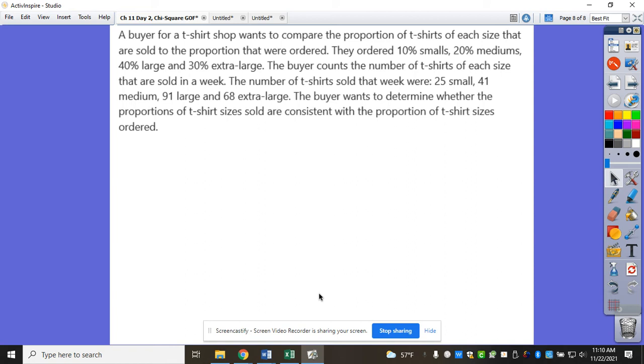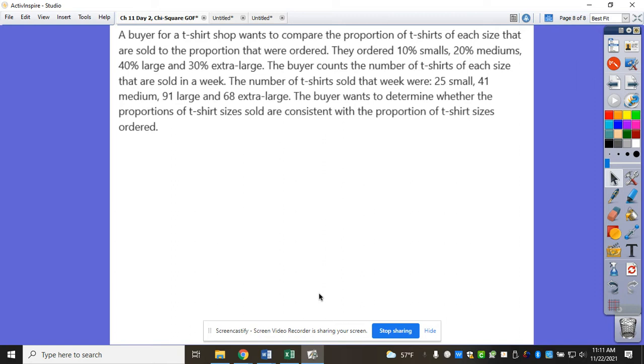So this is a scenario that I made up, so the conditions aren't really perfect, but it makes sense of a problem to use. A buyer for a t-shirt shop wants to compare the proportion of t-shirts of each size that are sold to the proportion that were ordered. So they have been ordering 10% smalls, 20% mediums, 40% larges, and 30% extra larges, and they want to make sure that the proportions they are ordering align with the proportion they are selling. So it kind of makes sense of why this would need to be done.